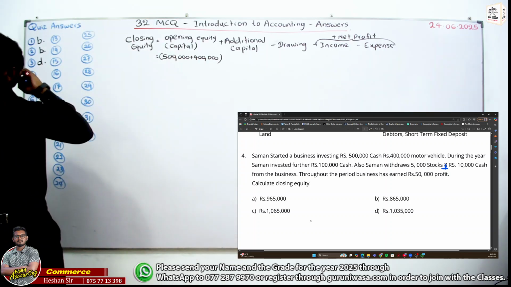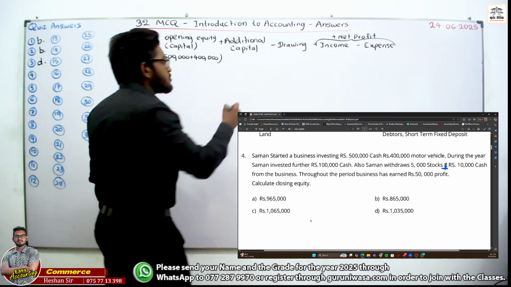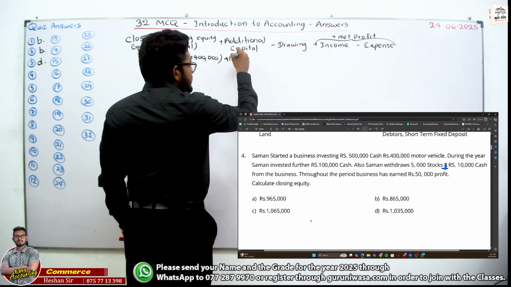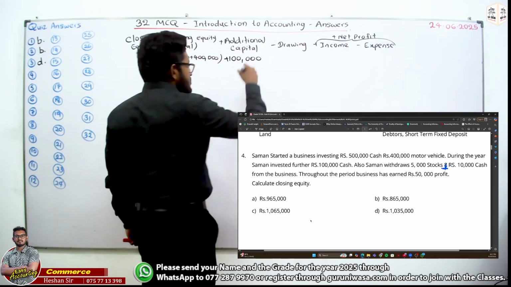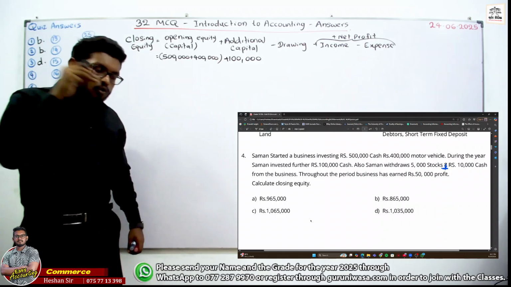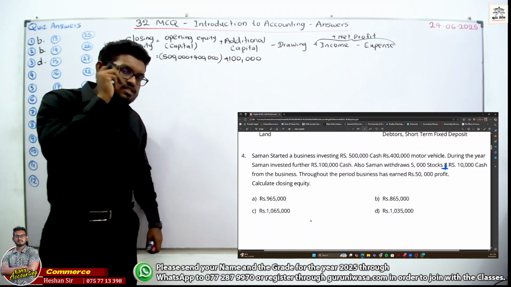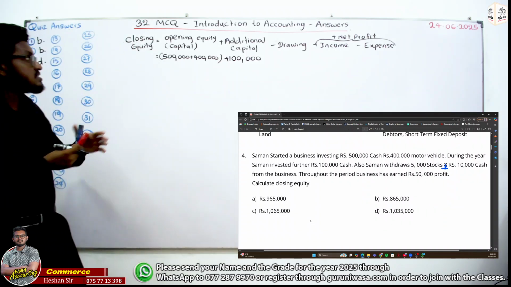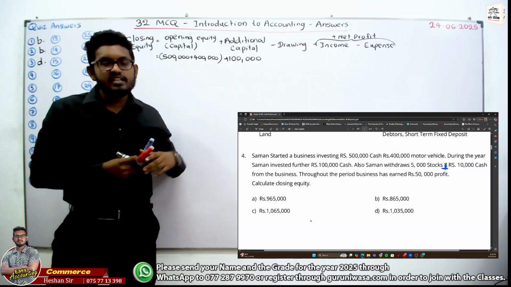During the year, someone further invested 100,000 cash, so that is additional capital, 100,000 cash. When the owner further invests in the business, the owner's closing equity increases. That's why we add it.